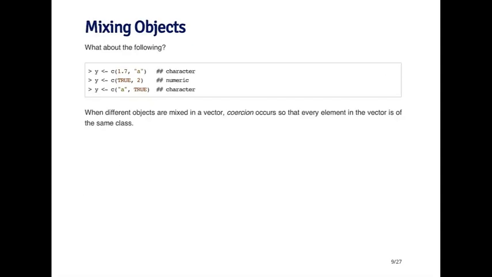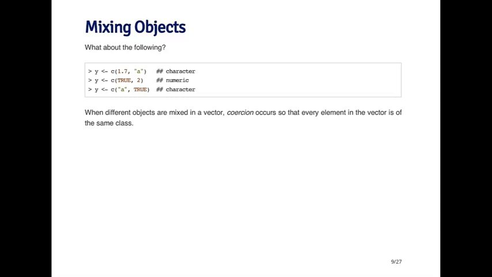So what happens if you create a vector and you mix two different types of objects? The general rule is that R will create the least common denominator vector. It will not give you an error, but it will coerce the vector to be the class that's the least common denominator.